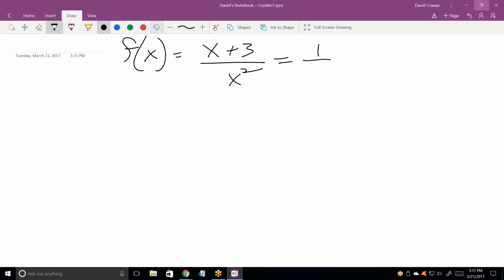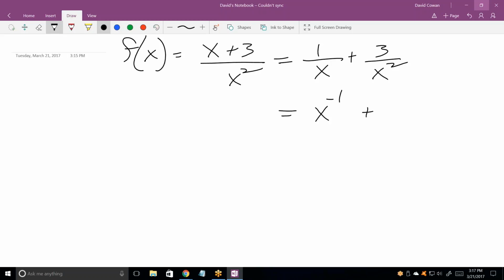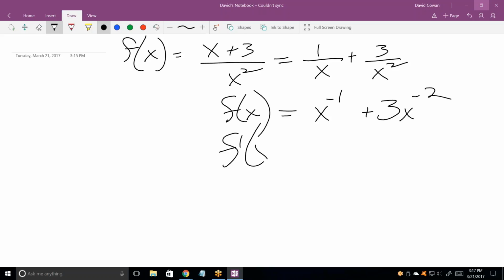Well, this thing is also equal to this. See why? So all I'm doing is splitting it up into two fractions. That fraction and that fraction. And the advantage of doing that is I don't have to use the quotient rule. In other words, now I've got a function that says x to the minus 1 plus 3x to the minus 2. Well, that's f of x. What's f prime of x? Much easier to do it this way than to use the quotient rule.